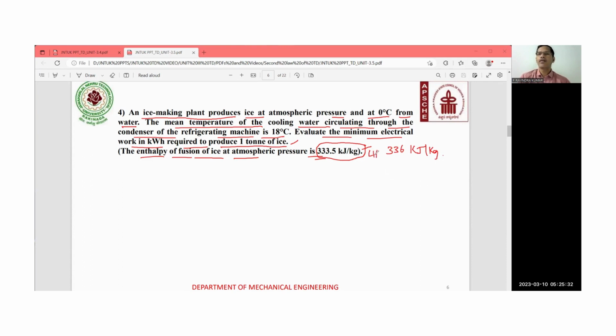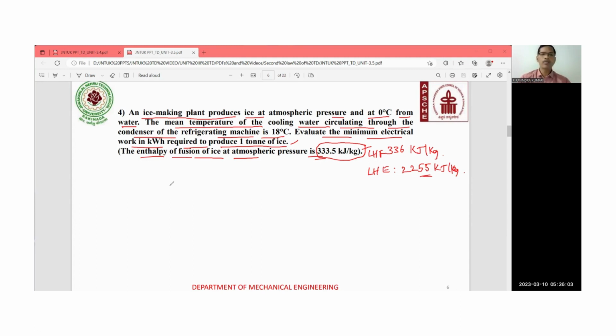See, latent heat of evaporation. For the latent heat of evaporation, the amount of heat required to convert water at 100 degree centigrade into steam or vapor at 100 degree centigrade, you need 2255 kilojoule per kg. So these standard values the student has to observe.